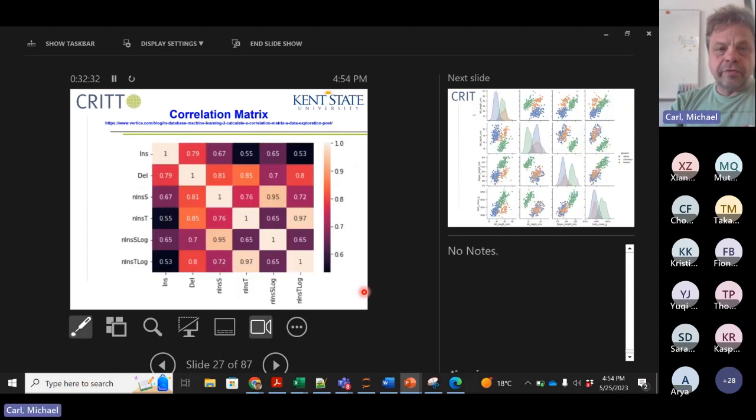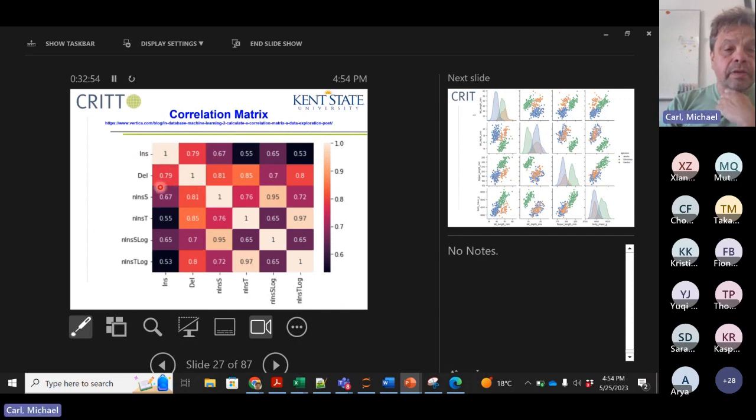But yeah, okay. So here then we can also show these correlations, and this is something I want to show in a moment in a Python notebook. So we can see the correlation between insertions and deletions.